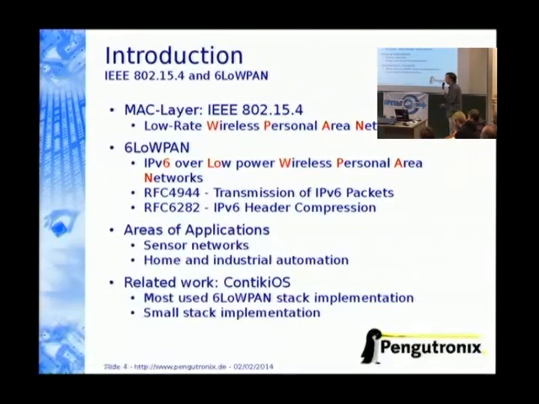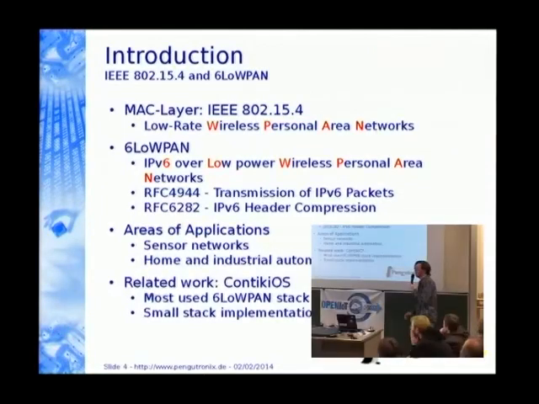So, introduction. The MAC layer is the IEEE.4 and stands for Low Rate Wireless Personal Area Network. On top of the IEEE.4, we run 6LoWPAN, and 6LoWPAN is IPv6 over low power wireless personal area networks. There are two RFCs: the first one describes the transmission of IPv6 packets over IEEE.4 networks, and the second one is something special, which describes the IPv6 header compression format. The areas of application are sensor networks and home and industrial automation.